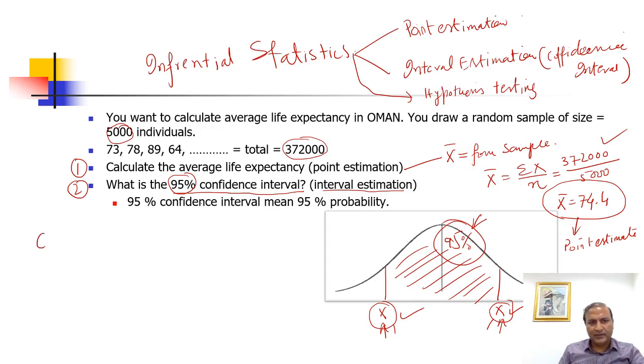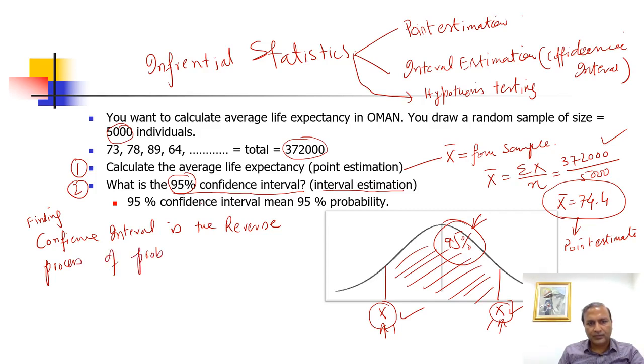Let me write it. Finding the confidence interval is the reverse process of probability. So we have to do the reverse process. And for this question, we already know what the x values were: 62.16 and 86.16. I don't know the exact value, but it was around that.